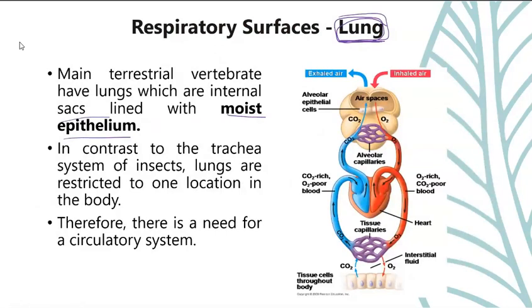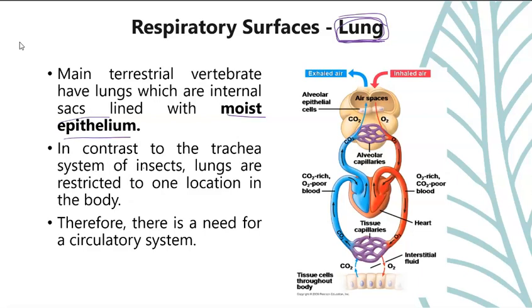Okay. So in contrast to the trachea system of insect, lungs are restricted to one location in the body. Dia dalam kita punya thoracic cavity lah, kan? So tapi kalau insects, it is extended throughout the body, right? So the tubes will branch into smaller and smaller tubes into each individual cells. That is for insects. Tapi kalau mammals, kalau vertebrates, that depends on the lung. The lung is located only in one area. Okay, for human, we have the thoracic cavity, that is the place for the lung lah.